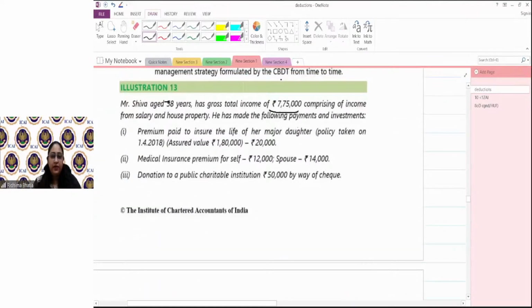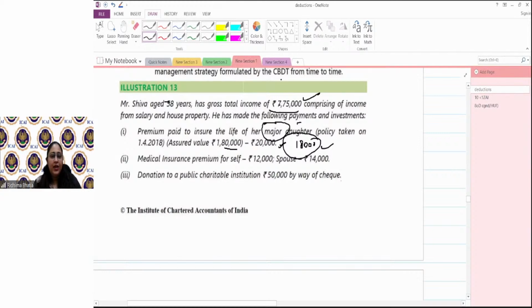Now 7,75,000 friends is the gross total income. First let us identify 80C. For 80C, will this qualify? Daughter insurance would qualify, yes, but to the extent of only 18,000. Here major daughter does not matter. The only thing that matters is that the daughter is there. Policy taken after 1st April 2018. Assured value is 1,80,000. So 10% is allowed, which is 18,000 would be allowed, 2,000 would not be allowed.